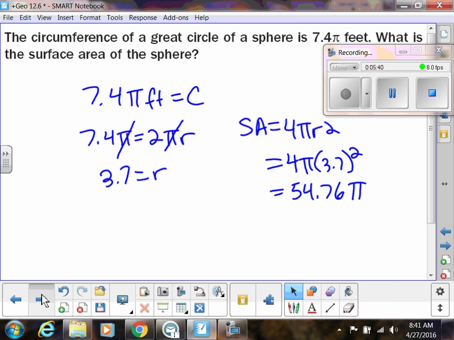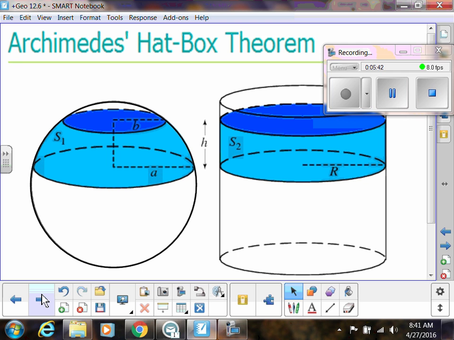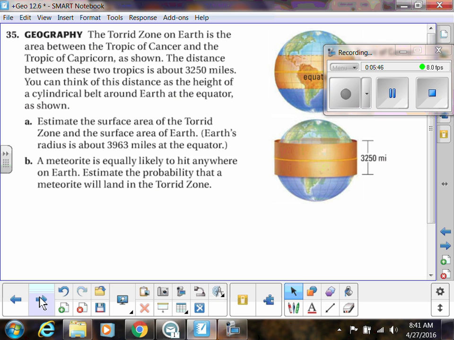Okay, so later in class I'll show you Archimedes' hat box theorem. It's kind of cool, and that'll help us do a problem like this with the surface area of a certain zone on the Earth.